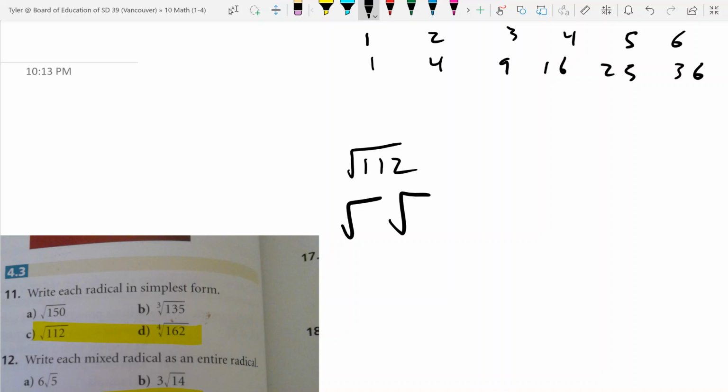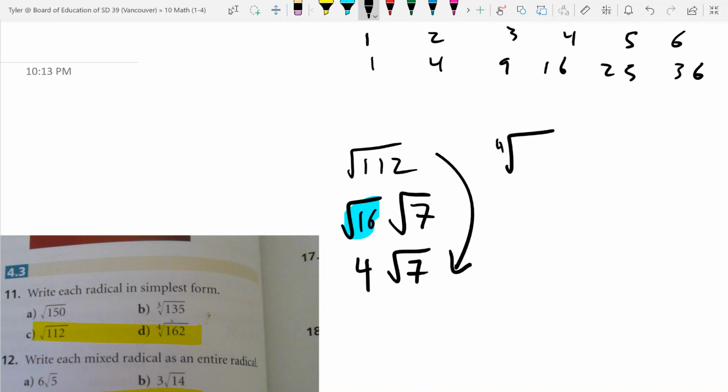So we have 16 times 7 gives us 112. And the idea is that square root of 16 can be written as just 4. So we turned it into this, and that's our final answer.